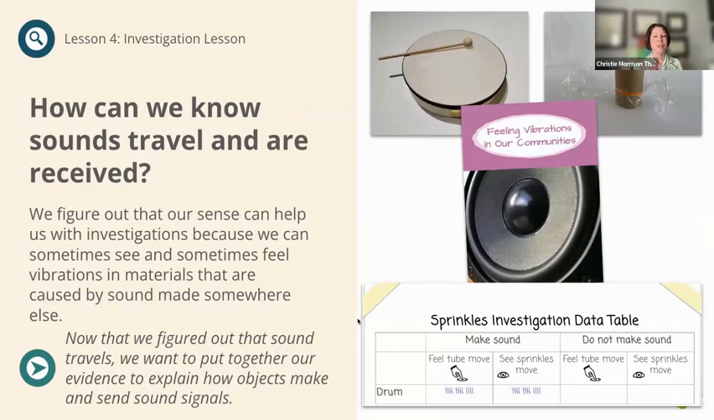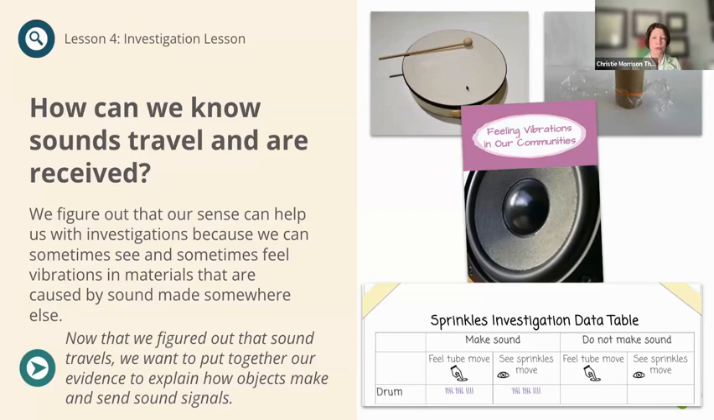investigation lesson, lesson 4. In this lesson, we reconnect to the clock tower phenomenon from lesson 1 and our own experiences noticing sounds made far away to co-construct a lesson question like, how can we know sounds travel and are received? We lean on our experiences planning and carrying out investigations so far to decide we can use an instrument, in this case a drum, to make sound.